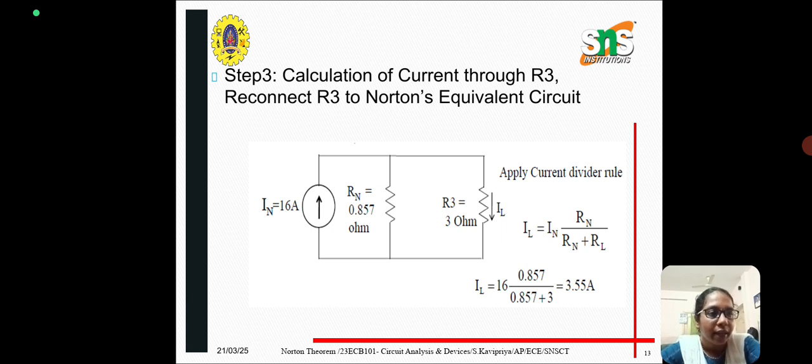After finding IN and RN, we have to draw the Norton's equivalent circuit. It consists of the current source IN in parallel with the resistance RN, and we connect the load resistor across it. If the question asks for the current that flows through the load resistor, we apply the current division rule. IL is equal to IN into RN divided by RN plus RL. Through it, we can calculate the current that flows across the load resistor. And if we require the voltage available across the load resistor, V is equal to IR. So this current IL into the corresponding resistor value 3 gives you the voltage available across the 3 ohm resistor.